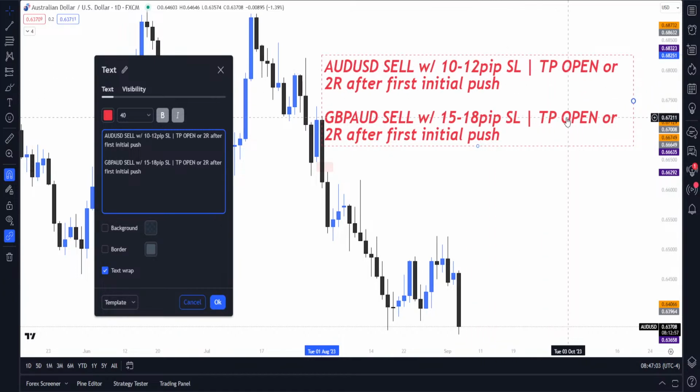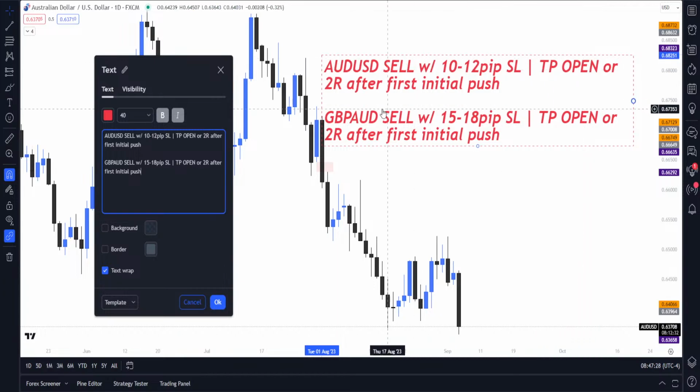Okay, TP open, what does that mean? It means you do not want to put a TP, okay? Let the news happen, because it's not going to happen in a second up and down, right? Because this is AUD news, it's not USD news, it's going to push. It's going to push initially, and you're either going to see it push really fast, or it's going to push and then slow down and then push again and then slow down.